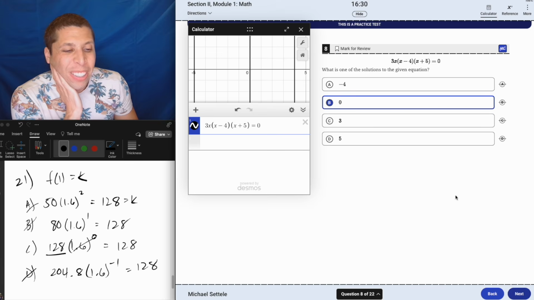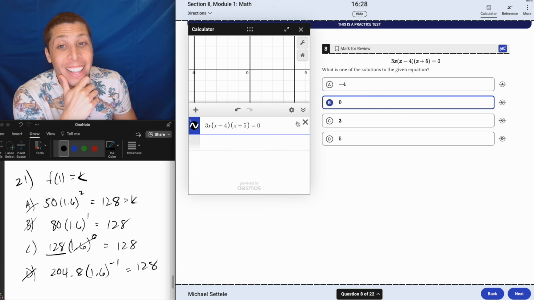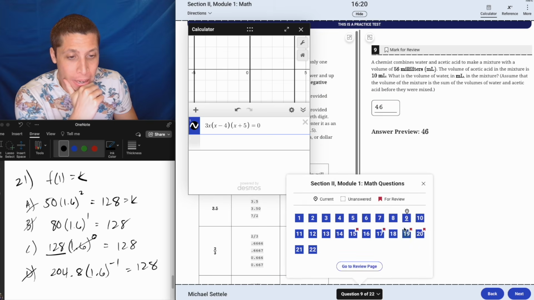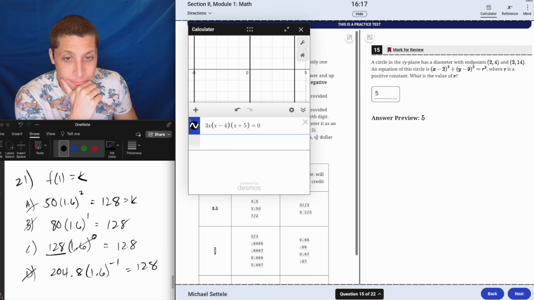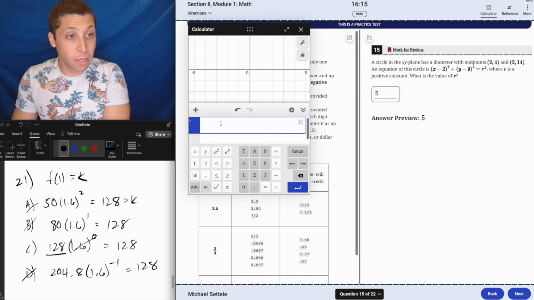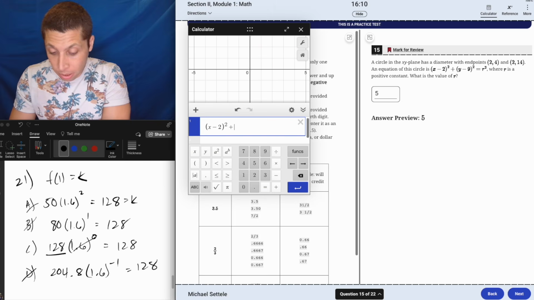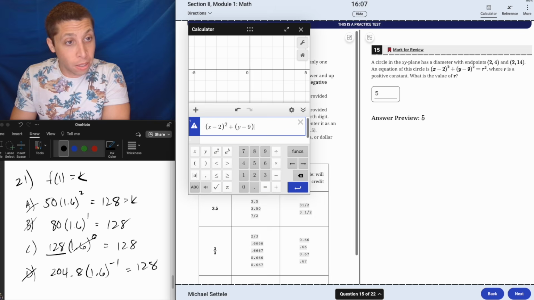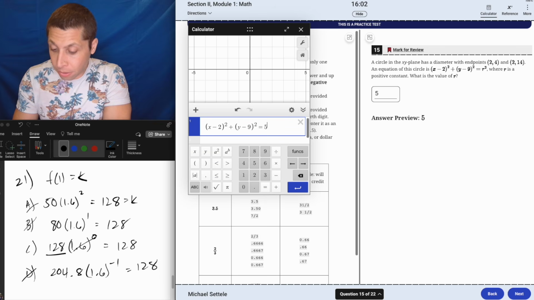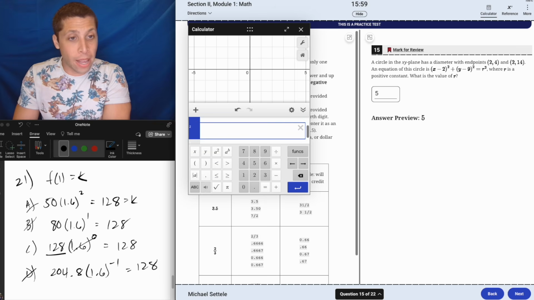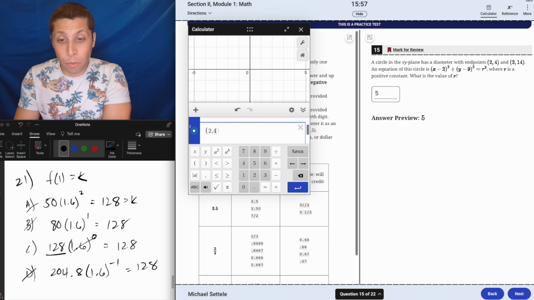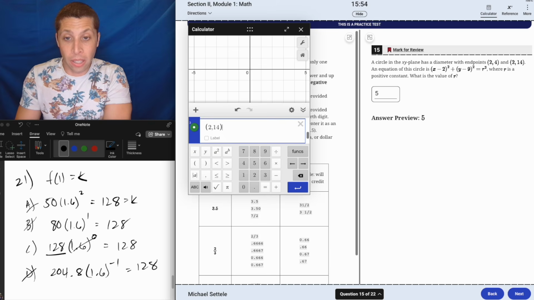Easy. You really shouldn't need Desmos for this, but it just goes to show that if you're not that great at math, you can get by, at least in the first module. Let's go back here. 15. X minus 2 squared plus y minus 9 squared equals, now I said r is 5, so 5 squared. Okay, so that's that. And then we have the points 2, 4, and 2, 14 as endpoints.